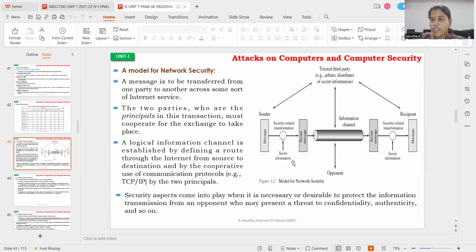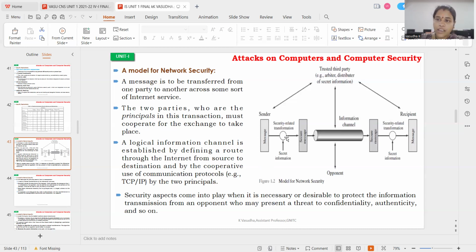In the model for network security, as you can see here, we have a sender and a receiver. The person who is sending any message using the network is the sender, and the person who is receiving the message is the recipient. Here the two parties, the sender and the receiver, are trying to exchange their messages by using the network. So here the sender is sending the message.